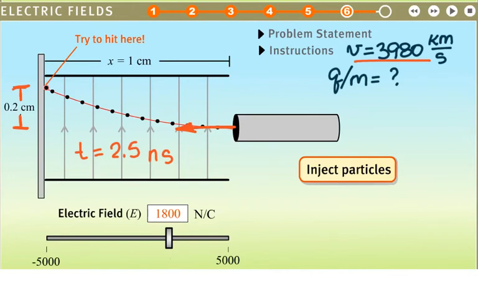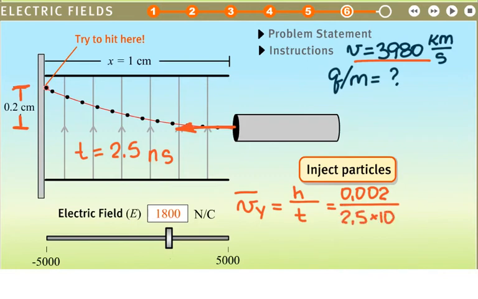But the vertical velocity doesn't have any initial vertical velocity. So to find that vertical y velocity, it is equal to its vertical distance, maybe call it h, the height it travels, over the time. So I get 0.002 meters divided by 2.5 nanoseconds. And that will give me the average vertical velocity is equal to 0.8 × 10^6 meters per second.